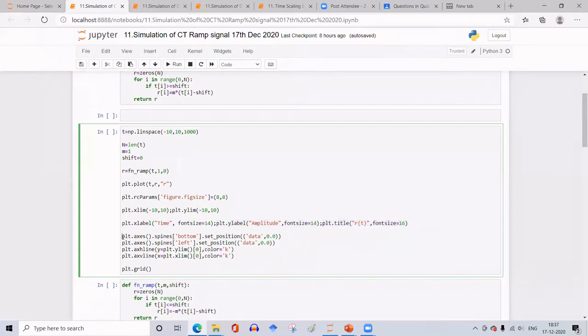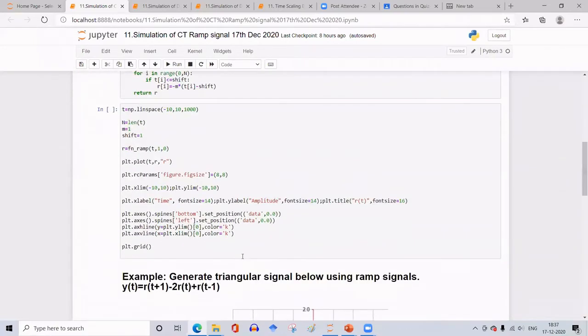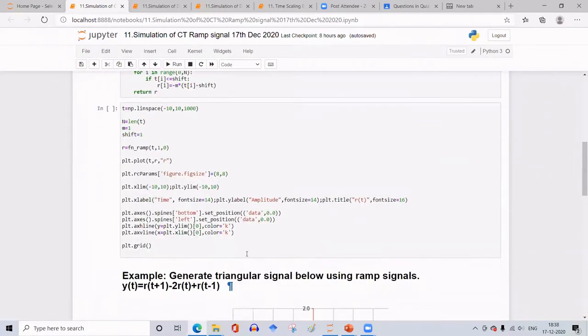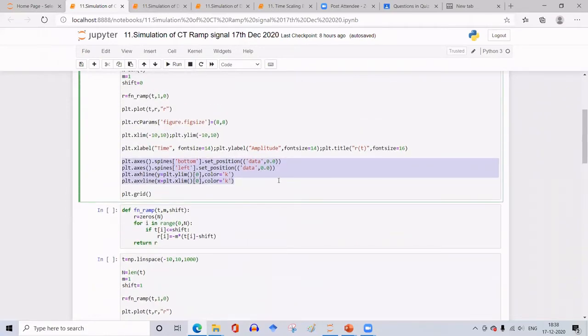And these 4 lines I have already explained. Is it necessary to shift it to the center? Yes, it is necessary, because... it's not necessary actually. Okay, let us keep these 4 lines and execute this.